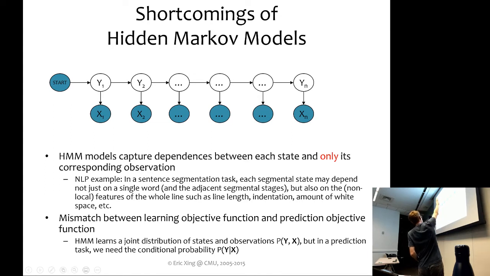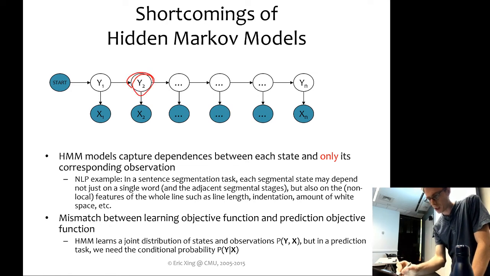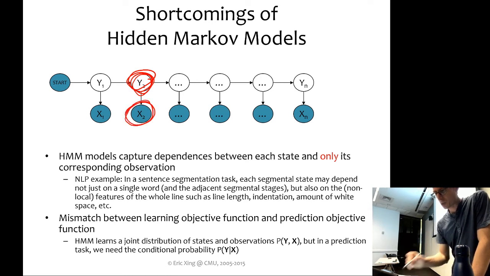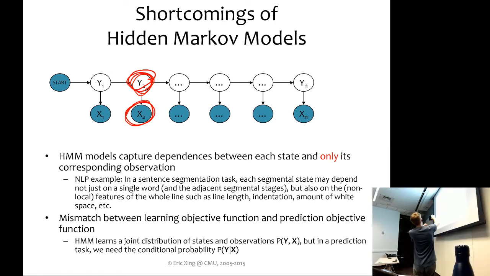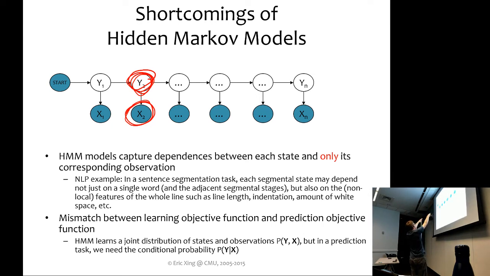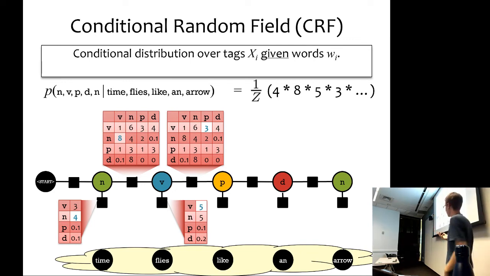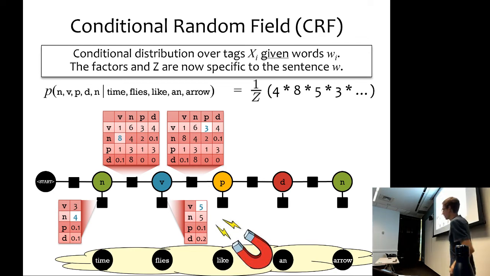But there are some problems with that, which is that in practice, it's silly to think that all of the information about a particular tag, like y2, is encapsulated in just one word, x2. For example, you might have a case where the value of y2 should actually depend on a window of 5 words to either side of it. And the HMM doesn't have any way of capturing this. Conditional random fields, by contrast, can condition on that entire sentence, and they do so by defining potential functions that actually look at the sentence.